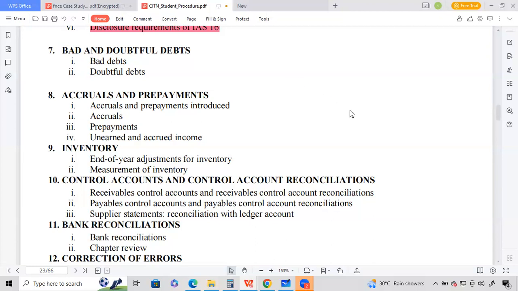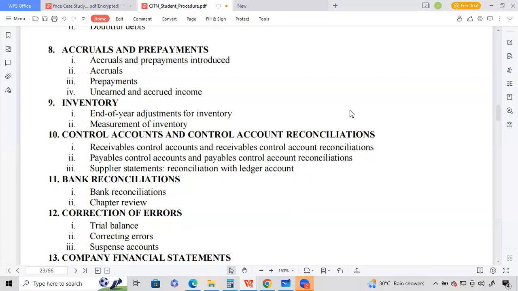So we're also going to be talking about accrual. We'll be talking about prepayment. When we say accrual, accrual simply means owing. You can call it owing, outstanding, or unpaid. So when we say accrual, it means owing, and it is a liability.